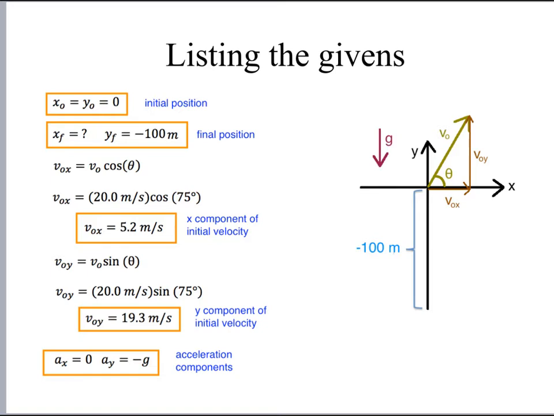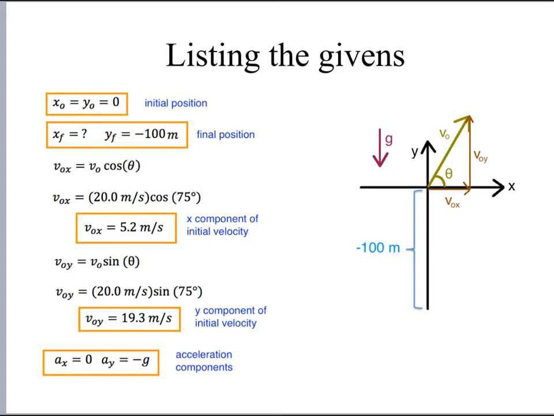Okay, so I asked you just a bit ago to write down everything that we know about this problem. So here's my list of some of the things that we know. We know that the initial x and y positions are 0, because I put the origin of the coordinate system right where the thing was launched from. And we know the x final position is unknown. We're asked in the problem how far away the projectile lands. We don't know what that is. But when the projectile lands at the bottom, we do know that the final y position is minus 100 meters.